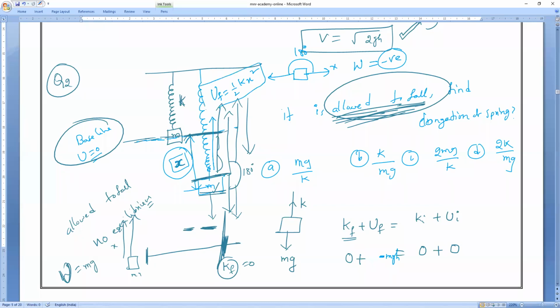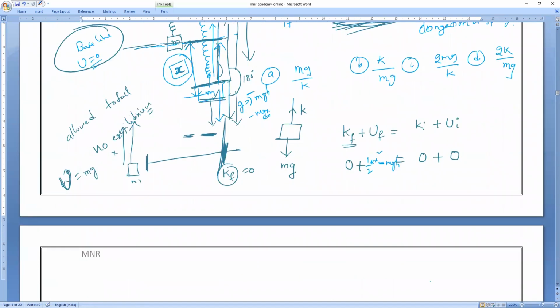The final potential of the spring is half k into x square, minus, as the body goes downward direction, the spring goes upward direction. So the work done by gravitation is equal to minus mgh. That is minus mgh. So that is the final potential energy of the body. So half kx square minus mgx is equal to 0. Which will turn into what? Half kx square is equal to mgx.